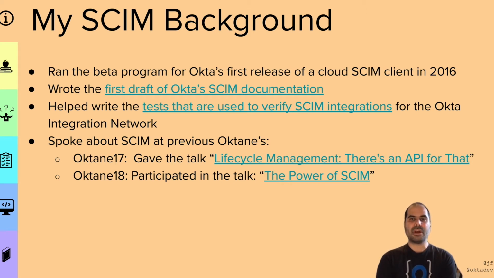So in terms of my background, the summary is that I was the one who ran the beta program when Okta first launched the SCIM client, or the SCIM cloud client, which is where Okta will go and make a connection to a service that supports SCIM as a server. And as part of running that beta, I wrote the original version of the SCIM documentation, the first draft of the SCIM documentation. I also wrote a sample SCIM server, and then wrote the Runscope tests that were used as the basis for the tests that are now used by our team to validate integrations before they are added to the Okta Integration Network. I've also been part of 2 talks at previous Oktanes.